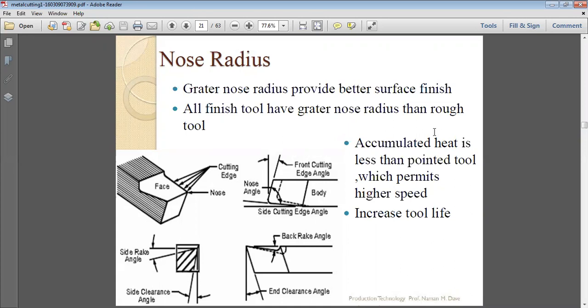So obviously, what is the reason for this? That is the accumulated heat of the pointed tool. When we have a pointed tool, we are accumulating the heat at a single point. When we put it on a curve, the heat is not accumulated at one point; the area gets wider. With the wider area, heat dissipation will be increased, which eventually leads to an increase in the life of the tool for that particular process.